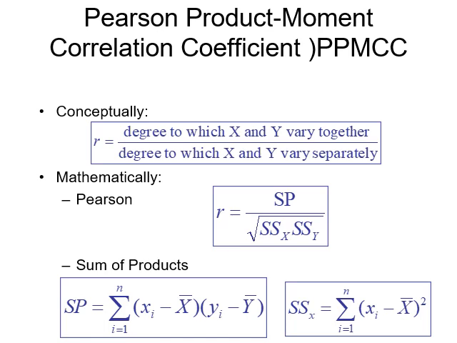The sum of squares is simply their individual score minus the mean, squared and added together. And again, once we have these two, we're going to plug them into that equation. The sum of products just goes in the top, but the sums of squares for x is multiplied by the sums of squares for y, and then we take the square root. So let's talk briefly about what this is doing.